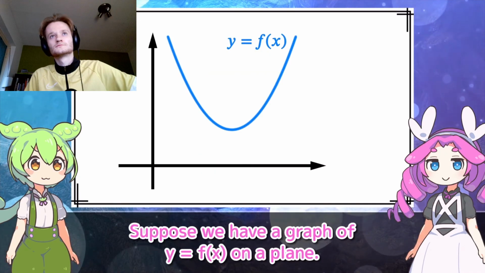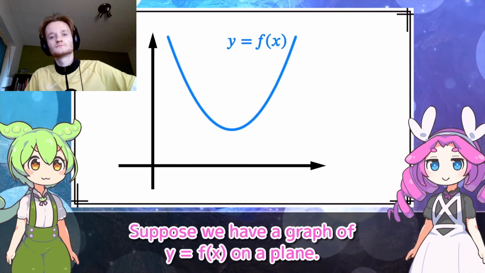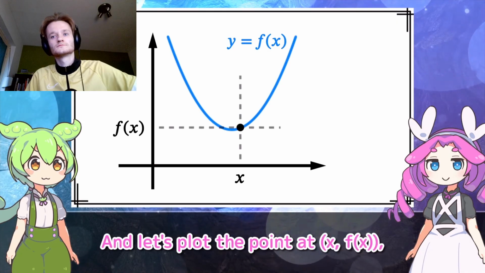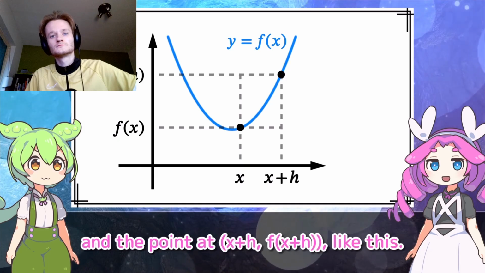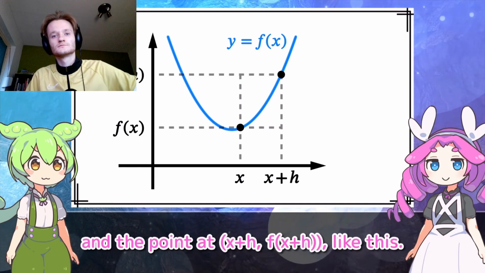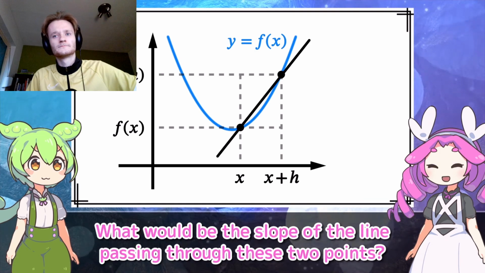Suppose we have a graph of y equals f of x on a plane. And let's plot the point at x, f of x, and the point at x plus h, f of x plus h, like this. What would be the slope of the line passing through these 2 points?